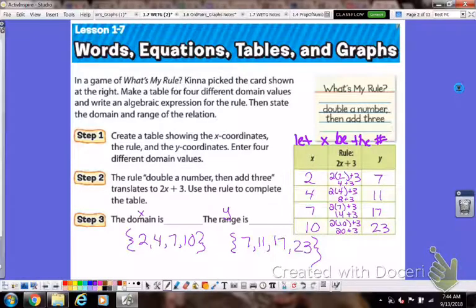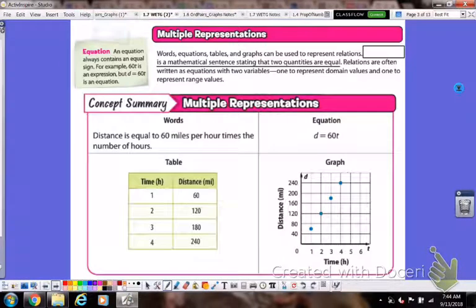Alright, so there's our first example. Checking out this next one. So we want to talk about multiple representations. Words, equations, tables, and graphs can be used to represent relations. An equation, another vocab word for you here, is a mathematical sentence stating that 2 quantities are equal. Relations are often written as equations with 2 variables, one to represent the domain values and one to represent the range values. Remember, our domain was typically our x, and our range was typically our y.